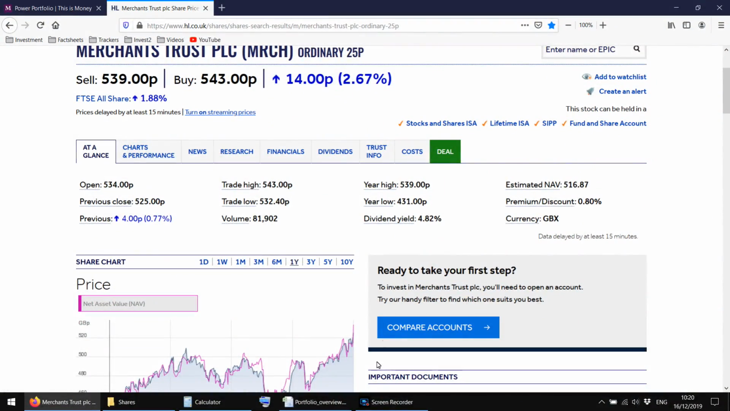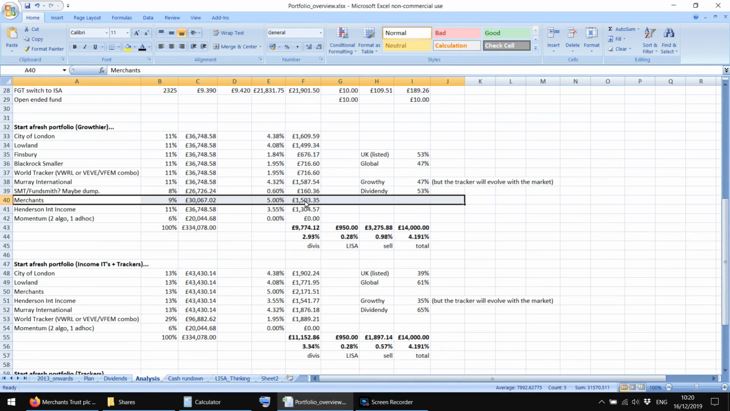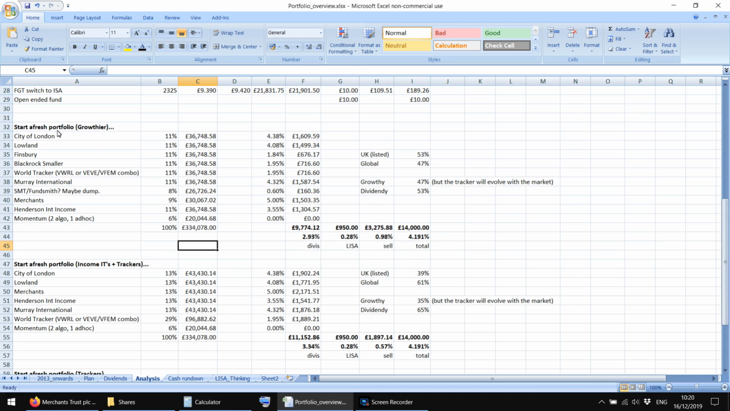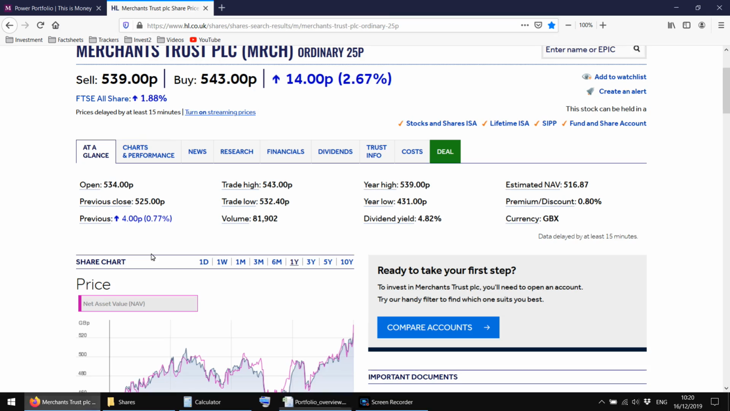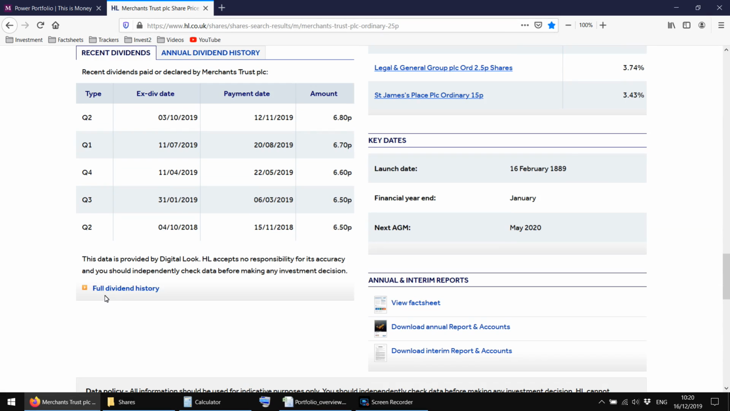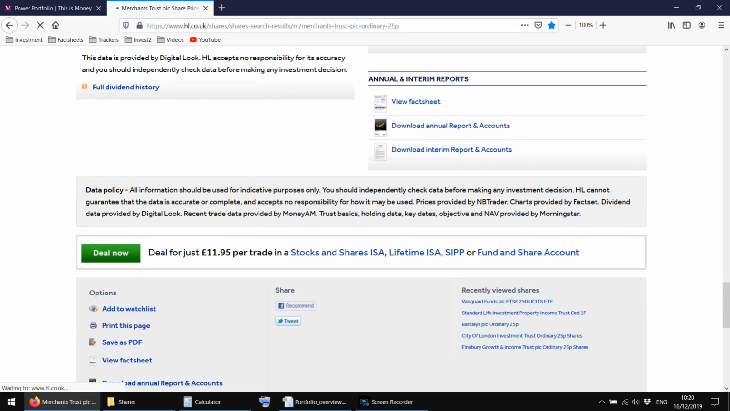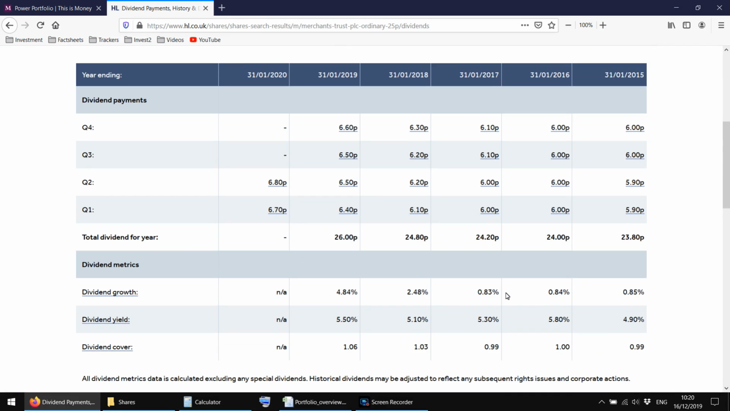It's a bad way of making decisions, really. But currently on today's prices, Merchants yield about 5%, so it somewhat keeps my income from reducing too much if I replace the Woodford money with Merchants. But obviously the price you pay, that's quite a high dividend yield, isn't it? But the price you pay is, it's not blown the lights out with the dividend increases recently. So 2%, 2%, so very low percentages, and then 4.84%.